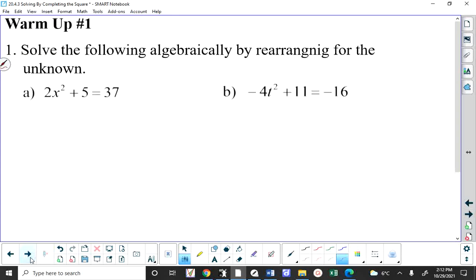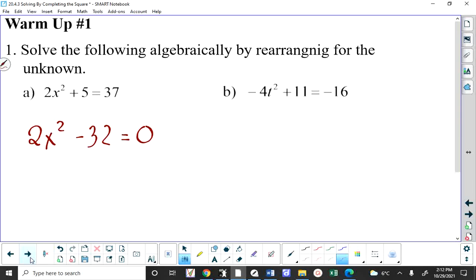So we have a number of warm-up tasks here. A couple of them aren't really warming up to completing the square, but let's solve this equation A. Knowing what we know about quadratic equations, we would zero the equation, which would mean we would take 2x squared and subtract 37 from both sides, which I believe, if I have 5 minus 37, gives me negative 32. Am I right? Is that right? Okay, there we go.